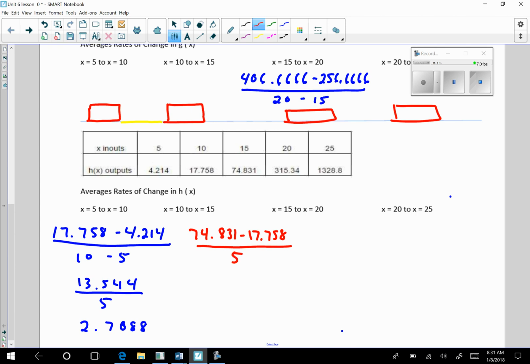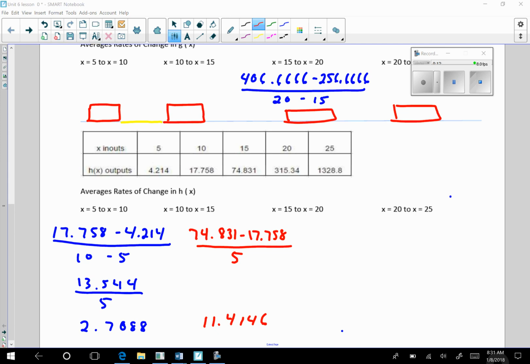Let's figure out what that number is. 74.831 minus 17.758 divided by 5. That's going to be 11.4146. I will let you do these two yourself.